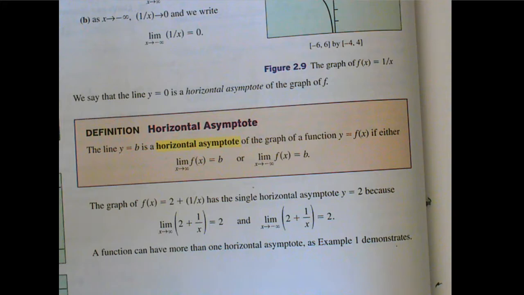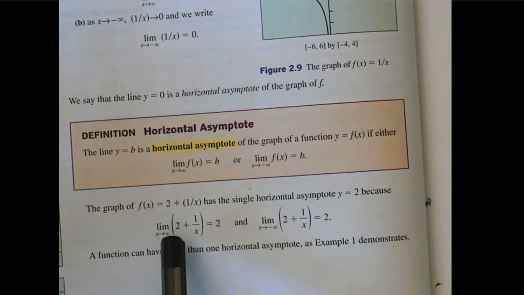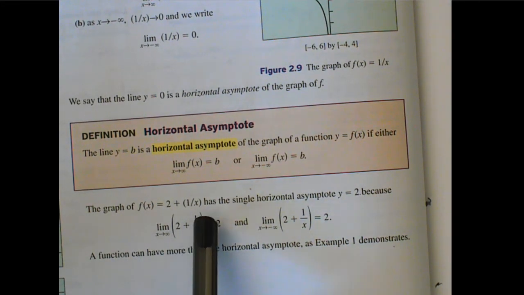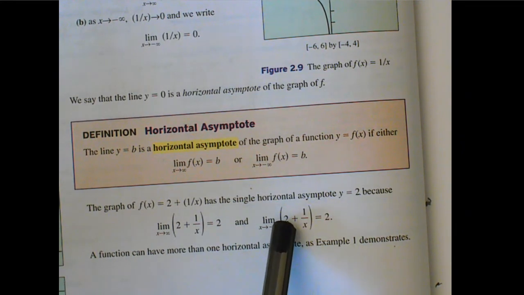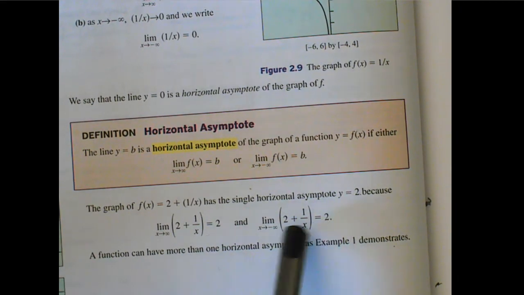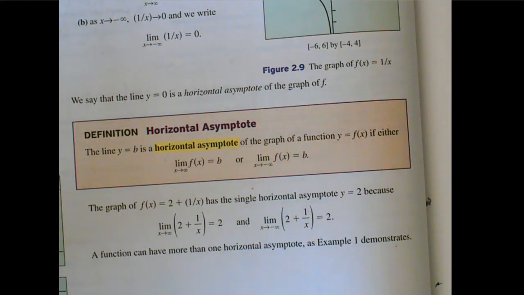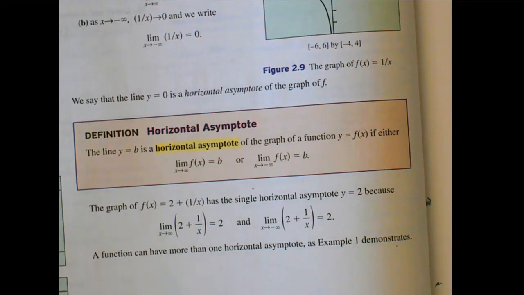And you can see right down here, there's a nice example. The limit as x approaches infinity of 2 plus 1 over x is equal to 2. The limit as x approaches negative infinity of 2 plus 1 over x is also equal to 2. So this has a horizontal asymptote of 2. And we'll go back and calculate some of these limits to actually figure out the horizontal asymptotes without just being told, trust me on this one. But trust me on this one, that is the only horizontal asymptote for f of x equals 2 plus 1 over x.